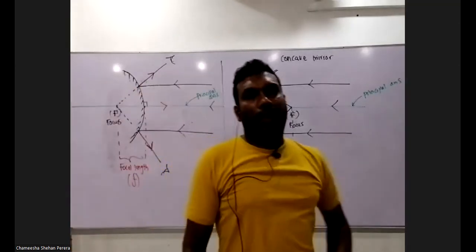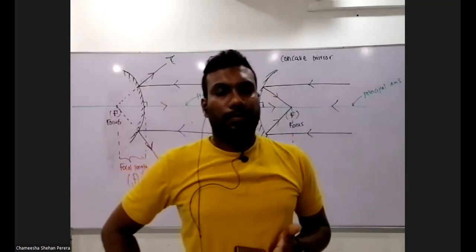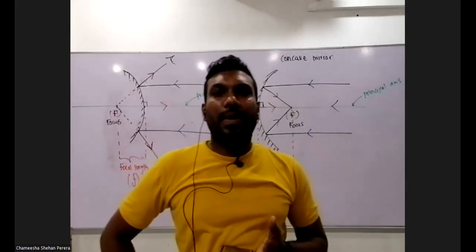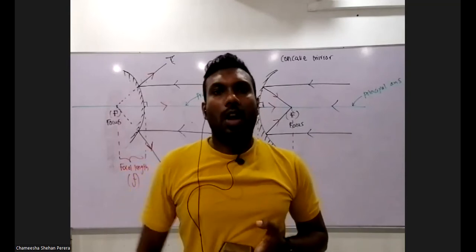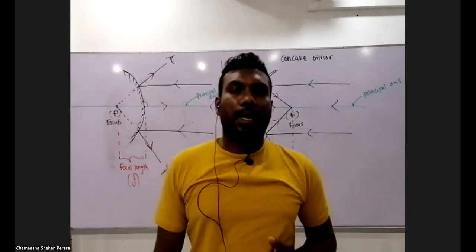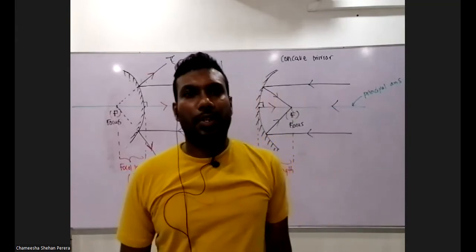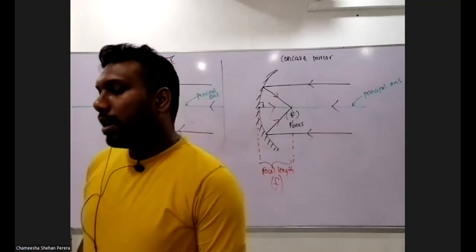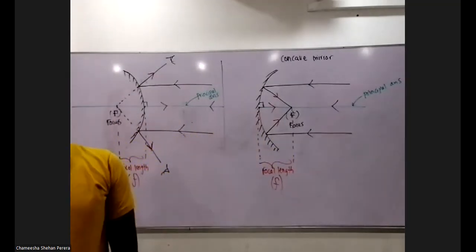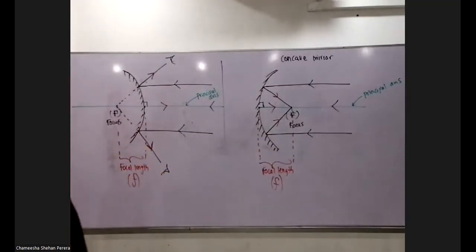And the next point for the convex mirrors: convex mirrors are called diverging mirrors. Right. That's it about convex mirrors. And then we have to talk a little more about the concepts of this one.